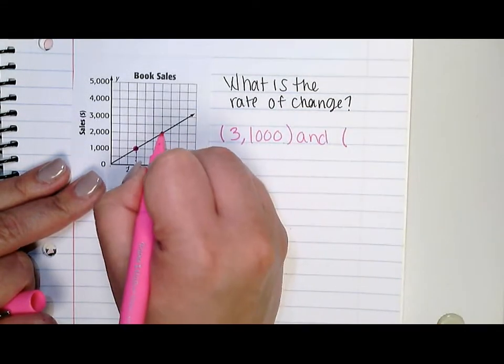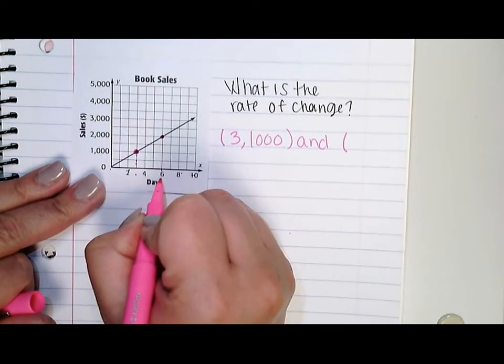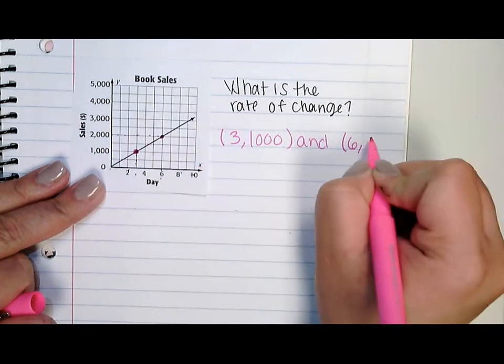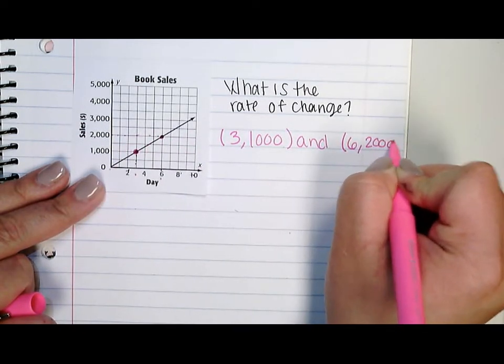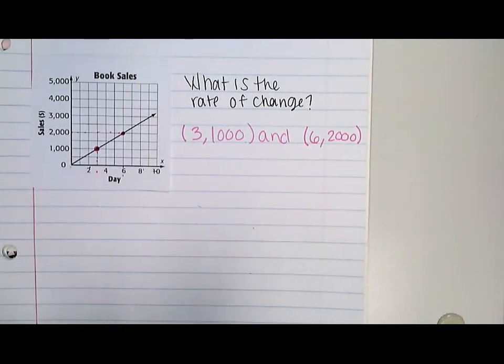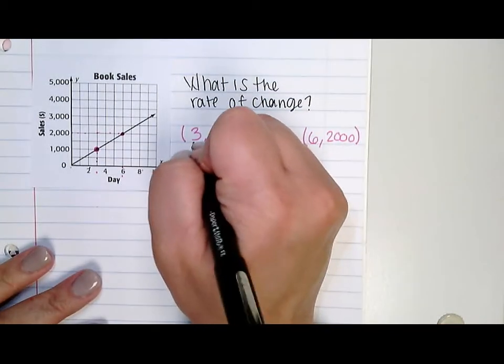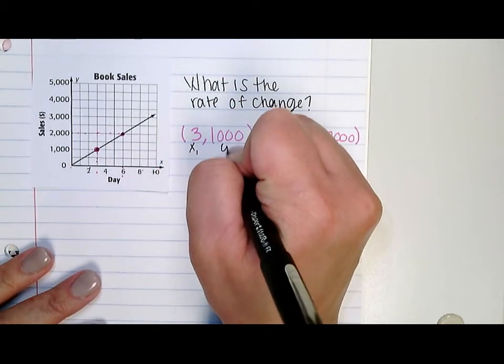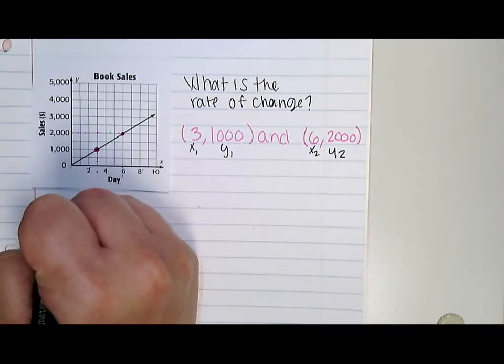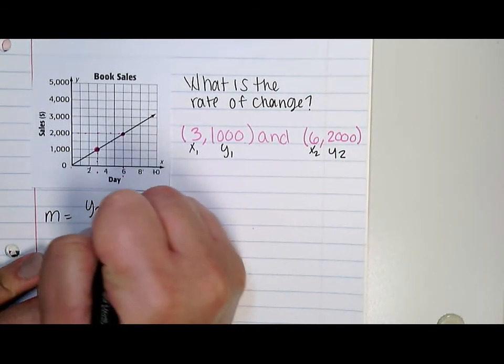And this one is 6 and 2,000. Oops, sorry. And once again, label, label, label. X1, Y1, X2, Y2. Write out the formula.